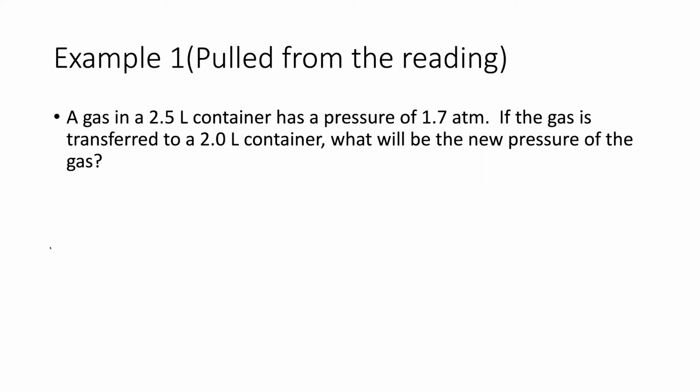So, example 1. This is from the reading that I gave you guys to work on. This is the problem that I worked out for you, but I'm doing it again because now everyone understands how to solve this problem when I just type it out. This is what you should expect for a gas law problem. We have a gas in a 2.5 liter container with pressure of 1.7 atmospheres. The question is asking: if the gas is transferred over to a small container with a volume of 2 liters, what is our new pressure going to be?